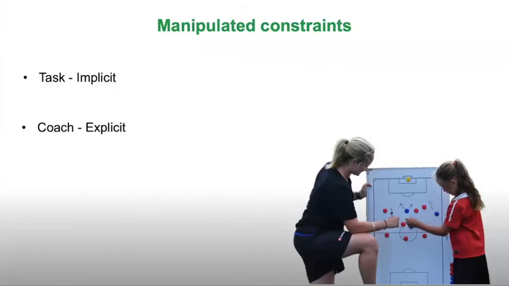An example might be the coach tells the players, we're working on possession today. And then they ask them, how might we achieve this before the practice starts? And then the players start to verbalize it. And that's an example of explicit learning.